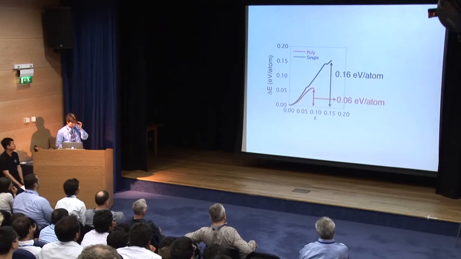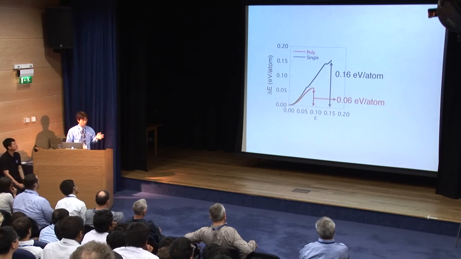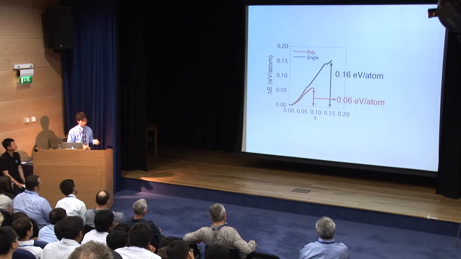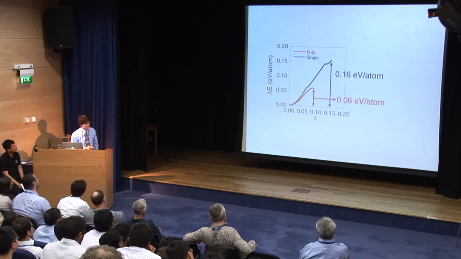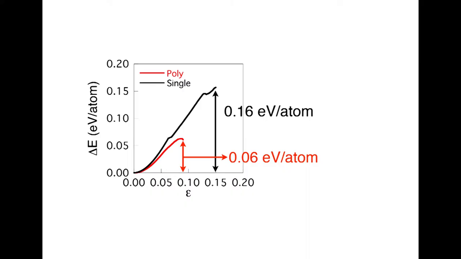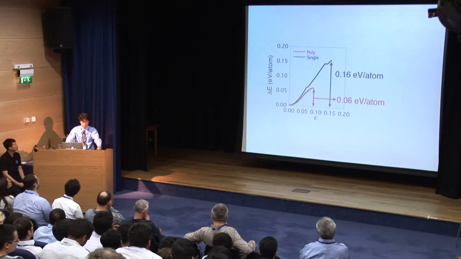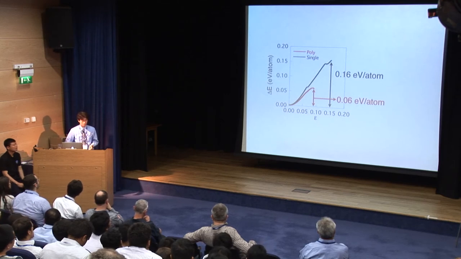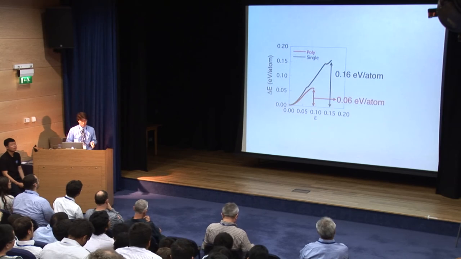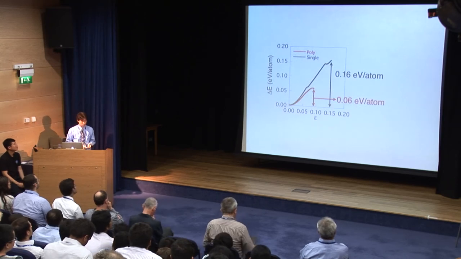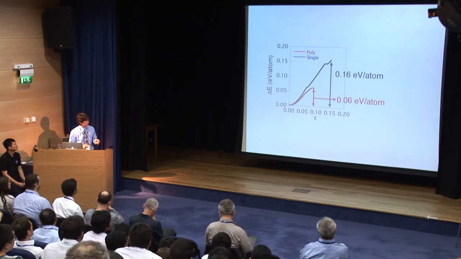At last, I would like to show the comparison of the two MD simulations, polycrystal and single crystal. The figure shows the energy profile of two MD simulations, and delta E shows the given energy from the initial conditions. And 0.16 and 0.06 electron volt show the given energy for fracture. And these energies correspond to the upper shelf energy of the Charpy impact test. Our results suggest the upper shelf energy of polycrystal sample is smaller than the single crystal.